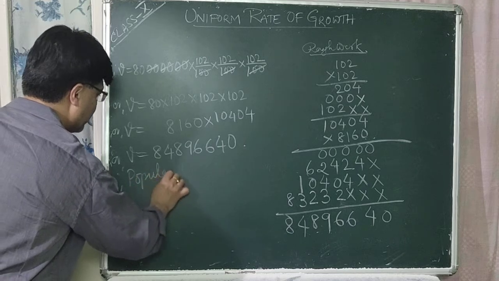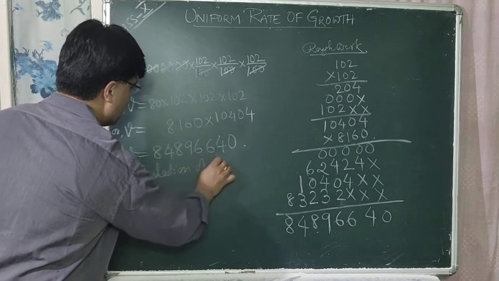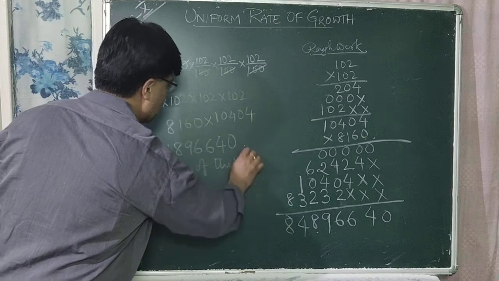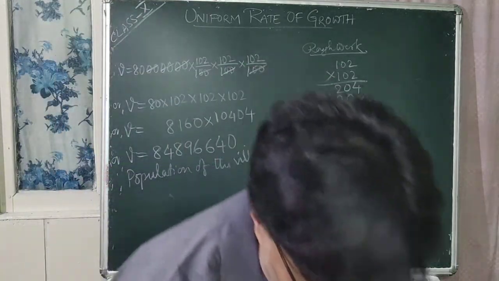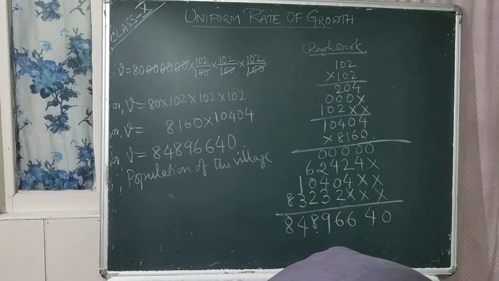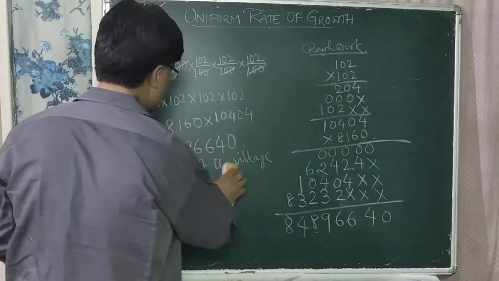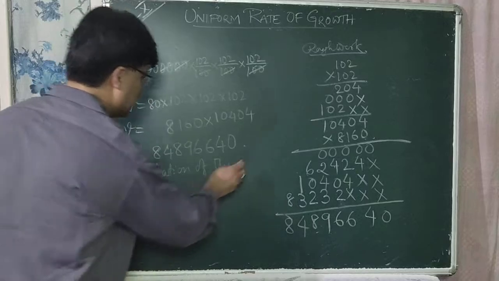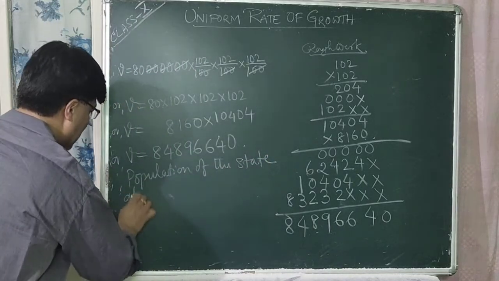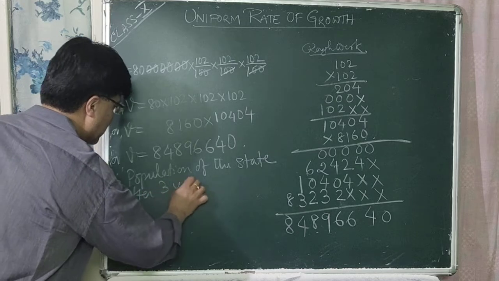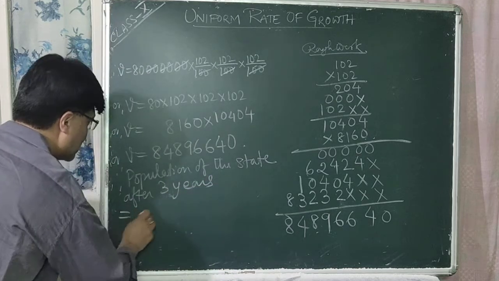Population of the village. Is it village? It is the state, not village. Population of the state after how many years? 3 years. Is equal to, what is the answer?